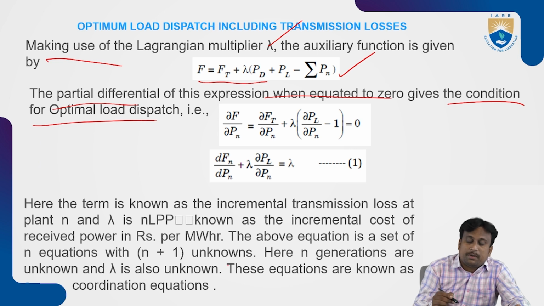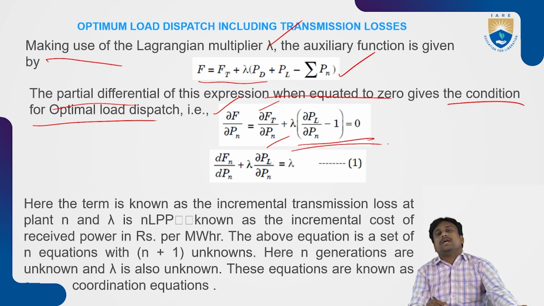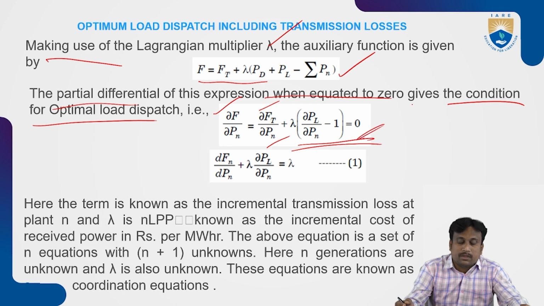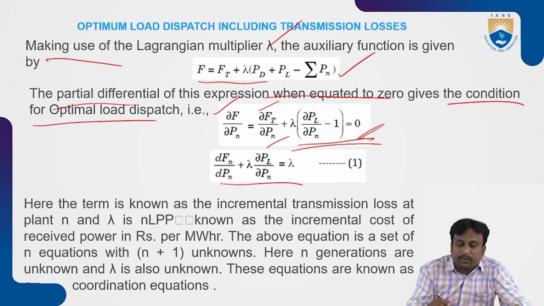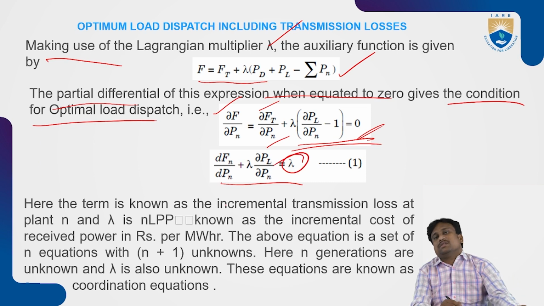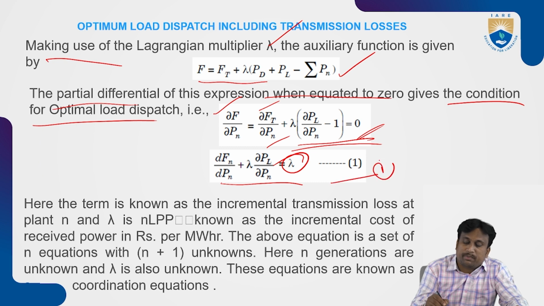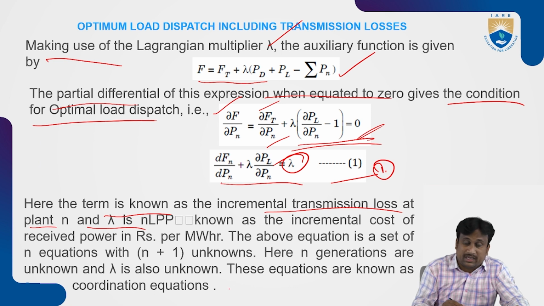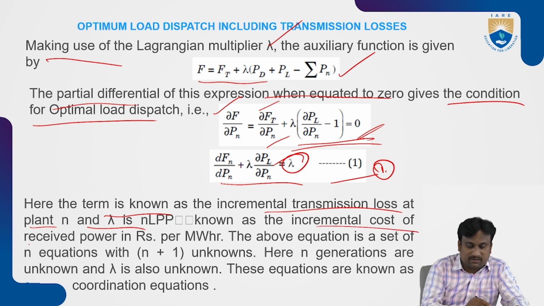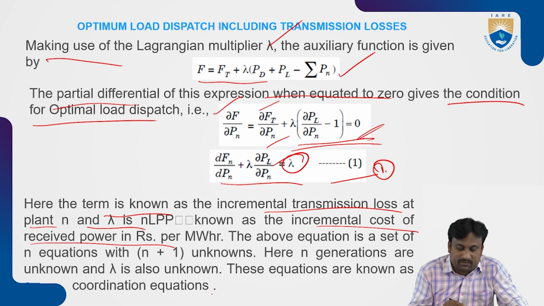Now the condition for optimal load dispatch is dou F by dou Pn, which equals dou F_T by dou Pn plus lambda of dou PL by dou Pn minus 1, which equals 0. If you rearrange, dFn by dPn plus lambda dou PL by dou Pn equals lambda, the Lagrangian coefficient. This is represented by equation 1. Here the term dou PL by dou Pn is known as the incremental transmission loss at plant n, and lambda is the Lagrangian coefficient, the incremental cost of received power in megawatt hours.